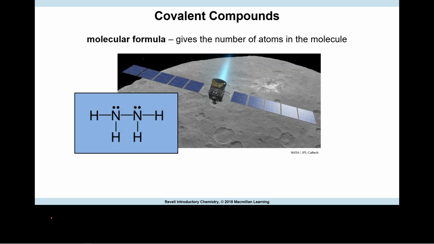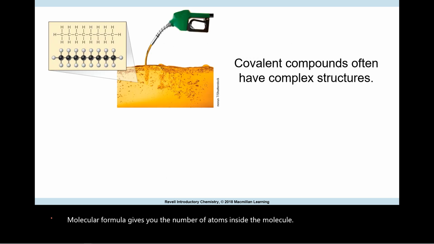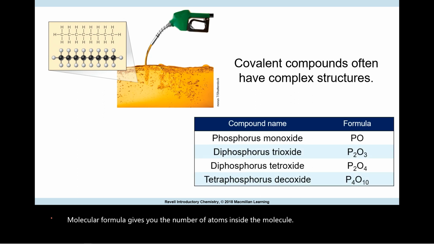Okay, the molecular formula gives you the number of atoms inside the molecule. All right, we already know that covalent compounds all have complex structures.